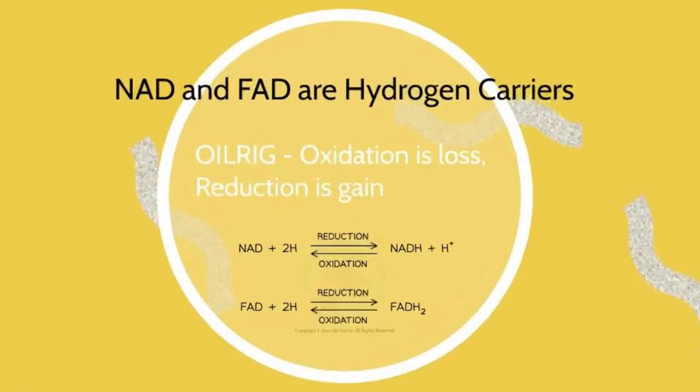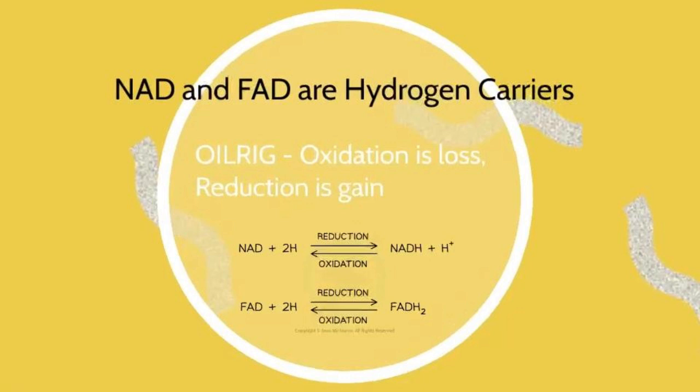Just to sum up, the coenzymes NAD and FAD are carriers of hydrogen atoms. They carry the hydrogen atoms from the Krebs cycle to the electron transport chain. Their reduction and oxidation, this OIL RIG acronym, plays a pivotal role in the synthesis of ATP. So remember, oxidation is loss, losing hydrogen, and reduction is a gain of hydrogen.